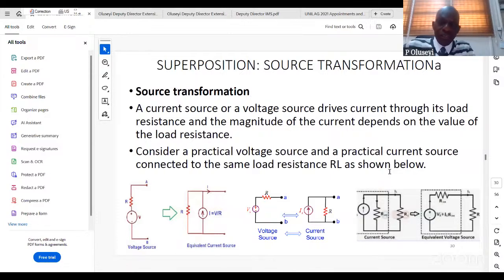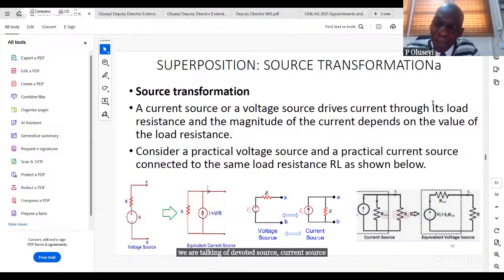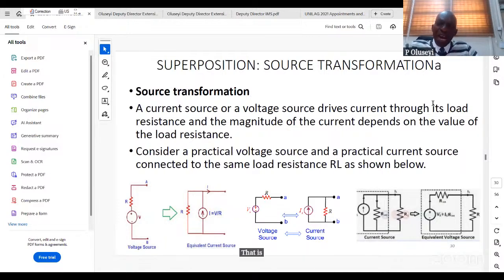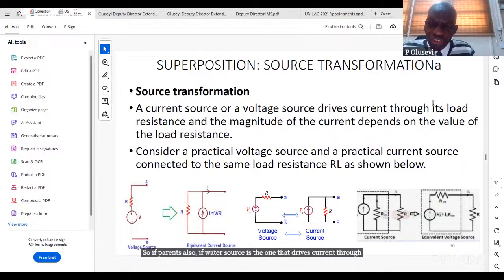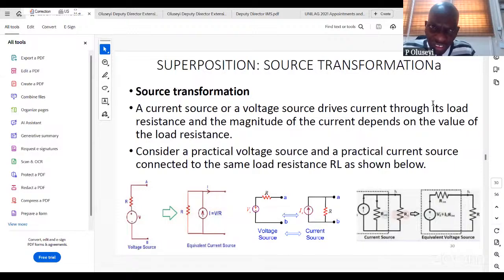Okay. Now, when we are talking of source, we are talking of the independent voltage source and current source. That is the one that can pump out energy from its own reservoir. So when we are talking of such, we have a situation of this nature at hand. A current source or a voltage source is the one that drives current through its resistors, or the value of the load resistance.